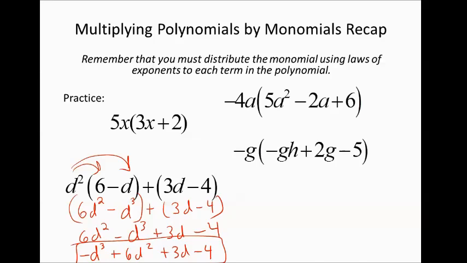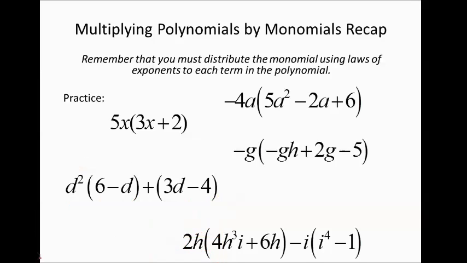Okay, let's try another problem. And I'm going to have to erase my ink again. So let's erase all ink on the slide and let's try this problem. So I have 2h, a little more complicated, times 4h cubed minus I plus 2h times 6h. And then I have another monomial times a binomial. So I times I to the fourth and negative I times negative 1.